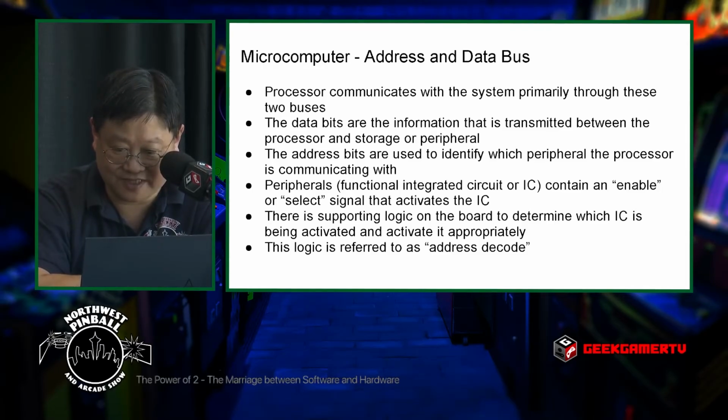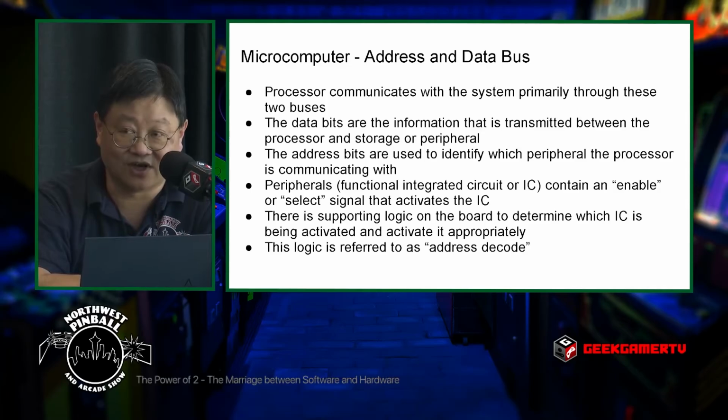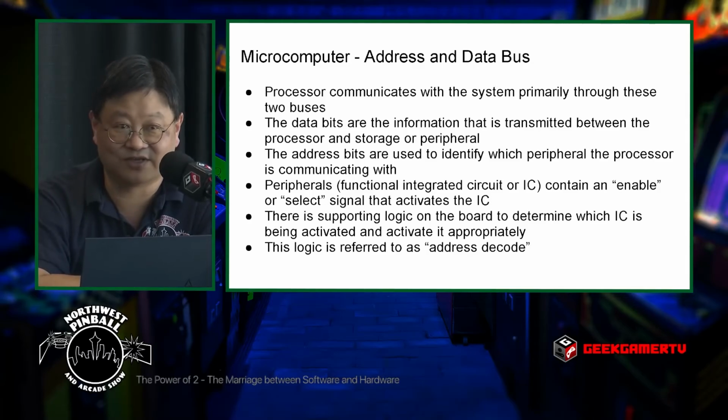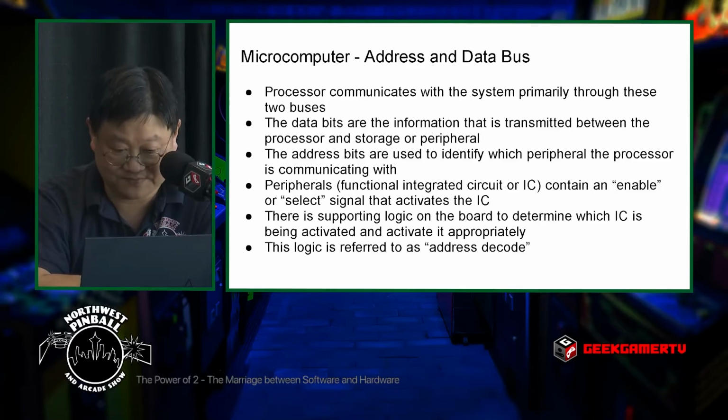So the address bits communicate which peripheral the processor is talking to. The peripherals, as I was describing earlier, contain an enable or select that you typically need to set active low, and then when you meet those conditions, the chip will say, oh, this signal is for me. And then it'll wake up and start looking around. Otherwise, the chip says, this is not my signal. I don't care what you put out there. I'm not listening. There is almost always supporting logic on the board, and that's the address decode, which we will cover.